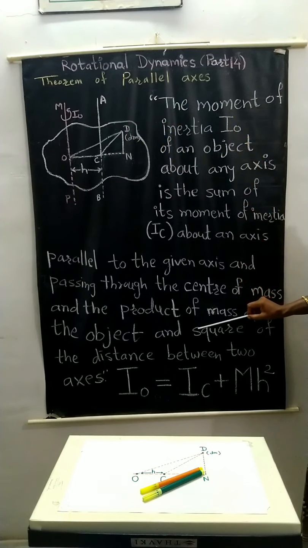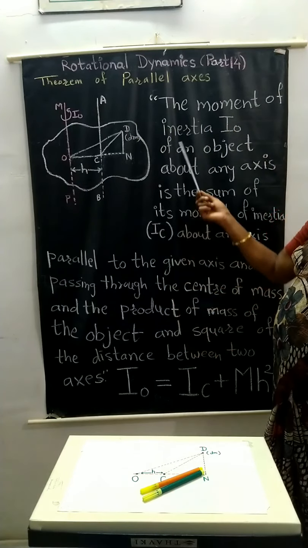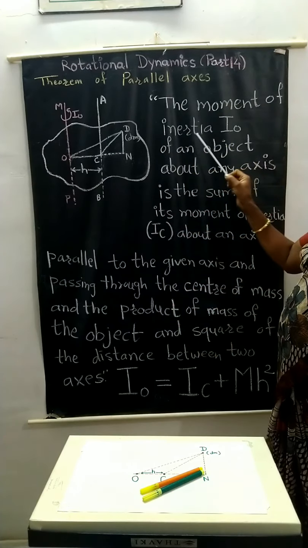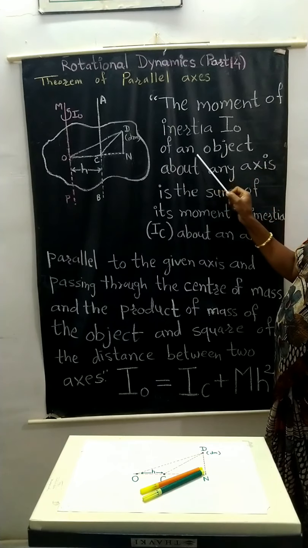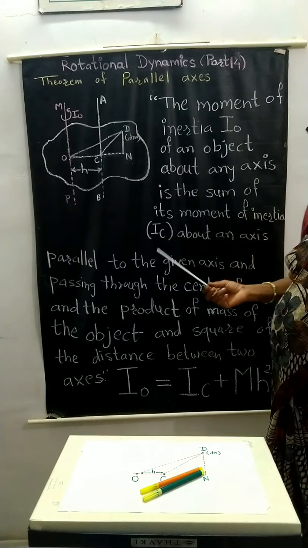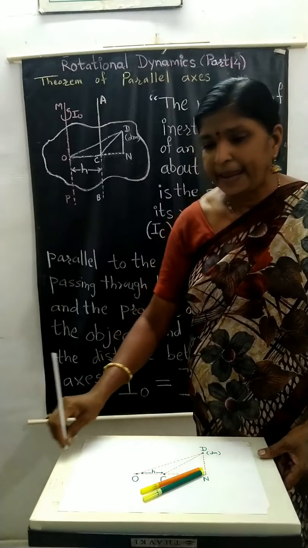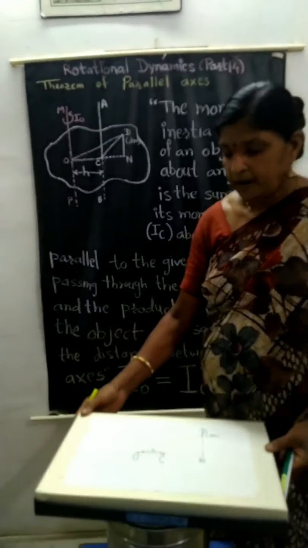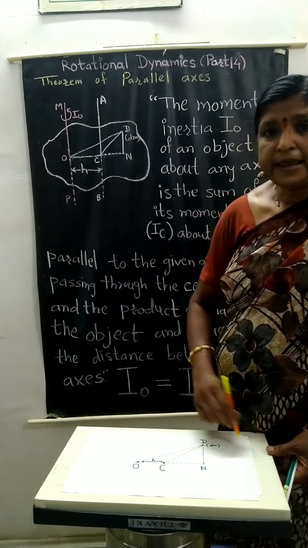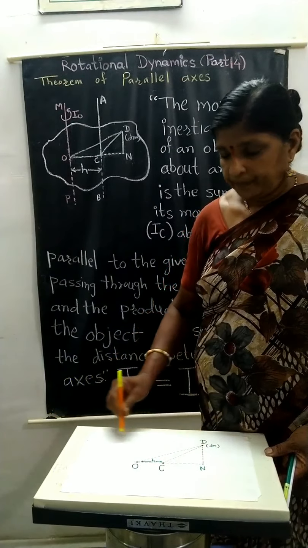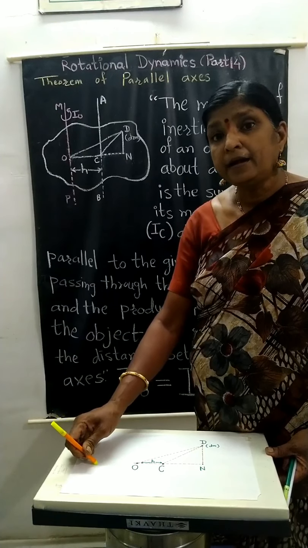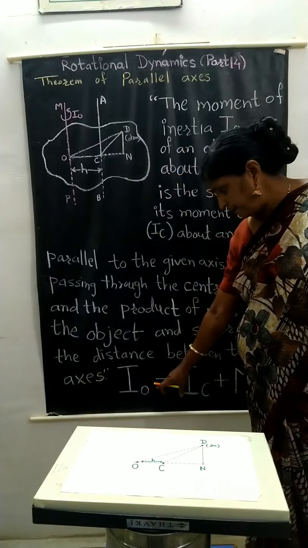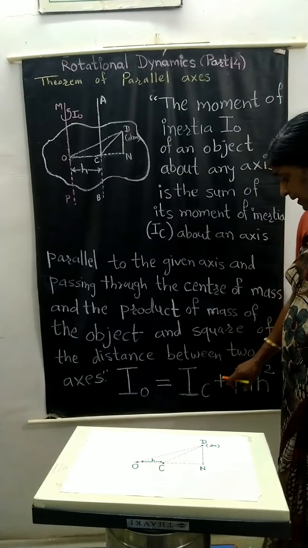How? What is the theorem? It states that the moment of inertia IO of an object about any axis, the point O may be taken anywhere. Here, here, here, anywhere. If this is the rigid body, then point O can be taken anywhere in this body. So the axis of rotation is passing through point O. About that axis, we are going to find out the moment of inertia. Then it will be equal to IC plus Mh square.